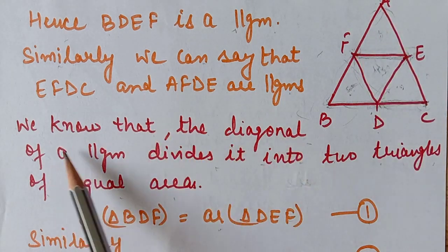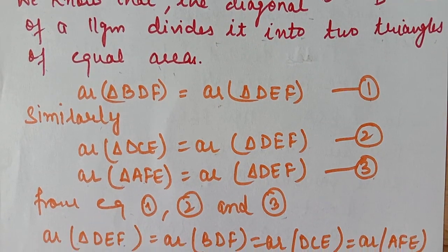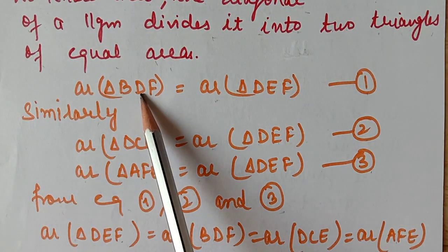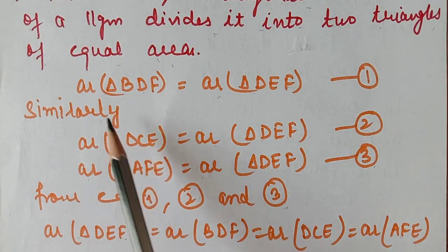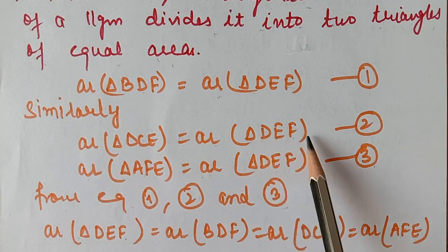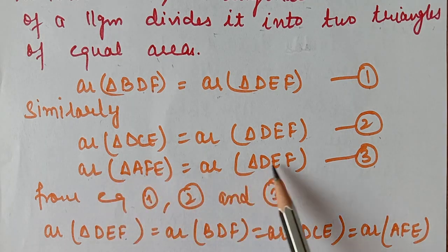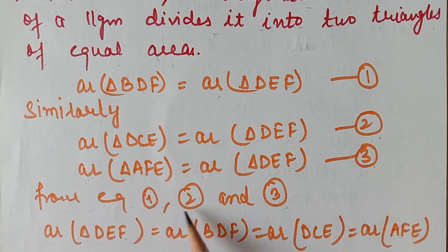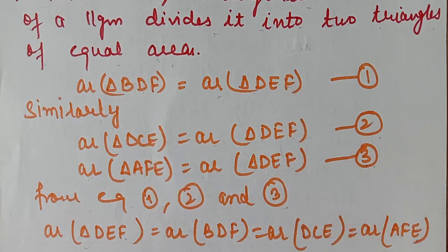We know from the 8th chapter that the diagonal of a parallelogram divides it into two triangles of equal area. So area of triangle BDF and area of triangle DEF are equal. Similarly, area of DCE and area of DEF are also equal. That is equation number 2. Area of AEF and area of DEF is equation number 3. From equations 1, 2 and 3, the areas of all the triangles are equal to each other because they are all equal to the same triangle. So all four triangles are equal to each other.